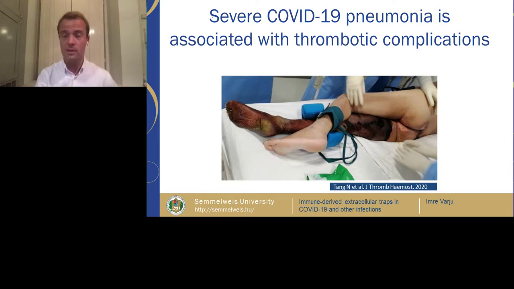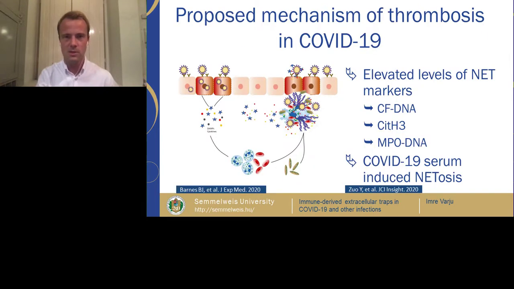And just as a comparison, the 16% might sound like a lot or might sound like just a little, but with influenza, the thrombotic complications are around 4.6%. So it's definitely a higher propensity for thrombotic complications in COVID-19 patients. And of course that puts NETs in a highly suspicious position. There's already a proposed mechanism of how thrombosis in microcapillaries and other vasculature can form.